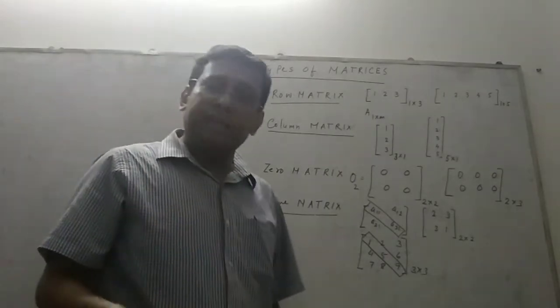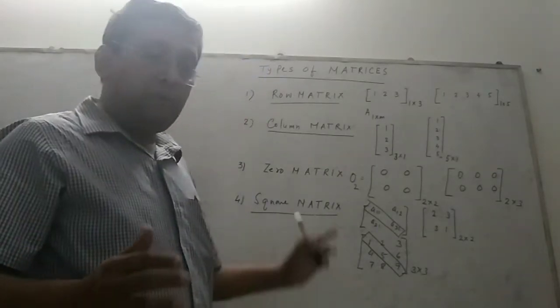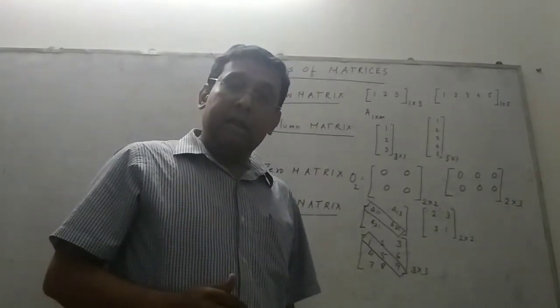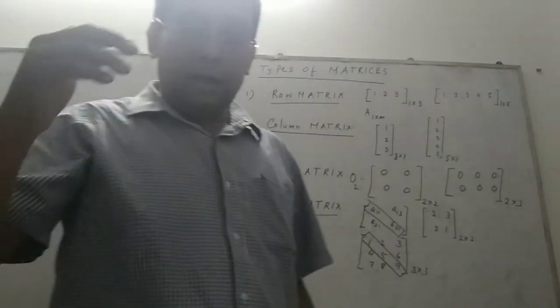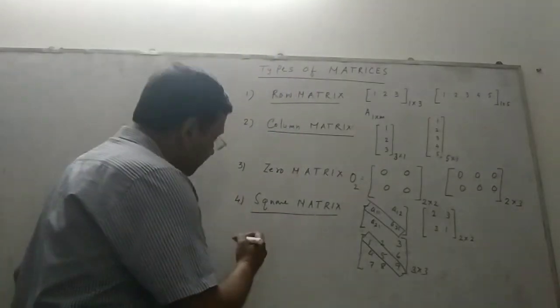How do we define those things? For example, based on the principal diagonal, we can define the diagonal matrix in this way.